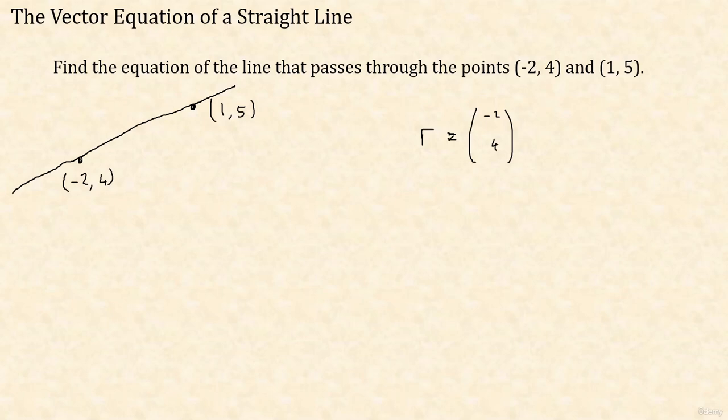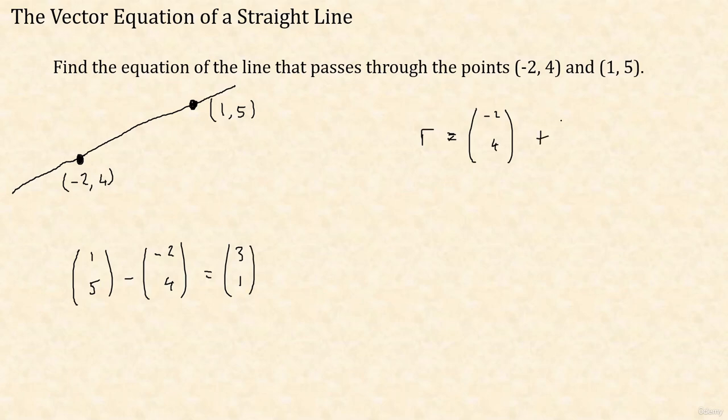So I'm going to work out what is the vector that gets me from this point here to this point here. And the way we work out what vector gets you from one point to another is to take the second point and subtract the first. So my direction vector will be (1, 5) minus (-2, 4). So that's 1 minus minus 2 is 3, and 5 minus 4 is 1. And so that's my direction vector.